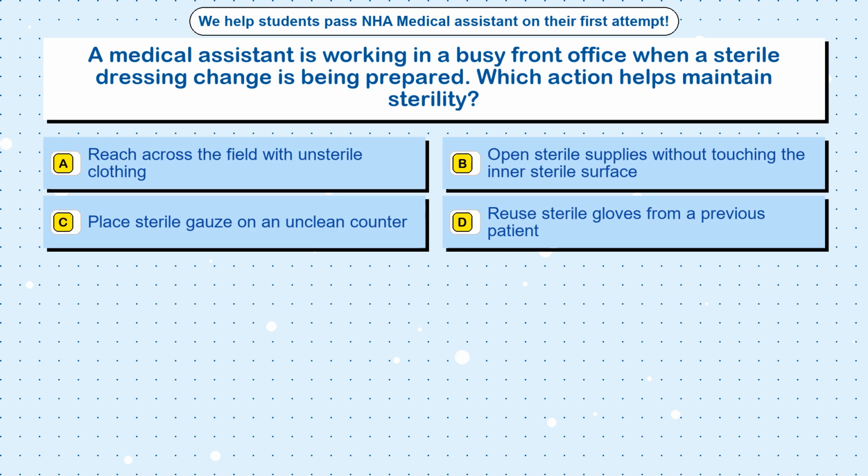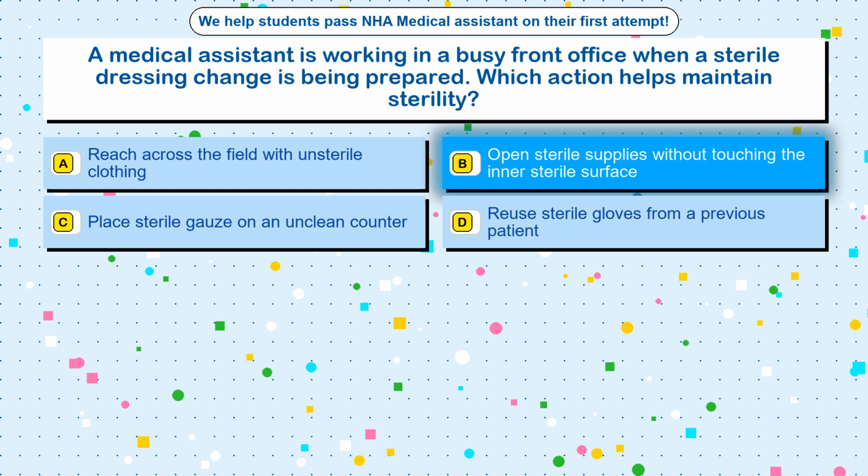Question 35. A medical assistant is working in a busy front office when a sterile dressing change is being prepared. Which action helps maintain sterility? Option A. Reach across the field with unsterile clothing. Option B. Open sterile supplies without touching the inner sterile surface. Option C. Place sterile gauze on an unclean counter. Option D. Reuse sterile gloves from a previous patient.